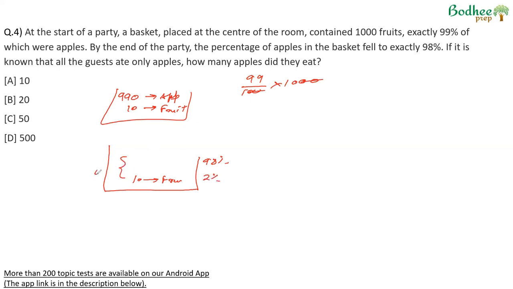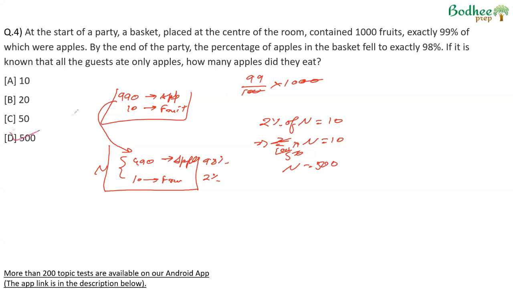If the total number of fruit here is n, we can say 2% of n is equal to 10, which means 2 upon 100 into n is equal to 10. So n is equal to 500. So the number of fruit here is 500, out of which 10 are other fruit and 490 will be apples. How many apples did they eat? From 990 to 490, so 500 apples have been eaten.